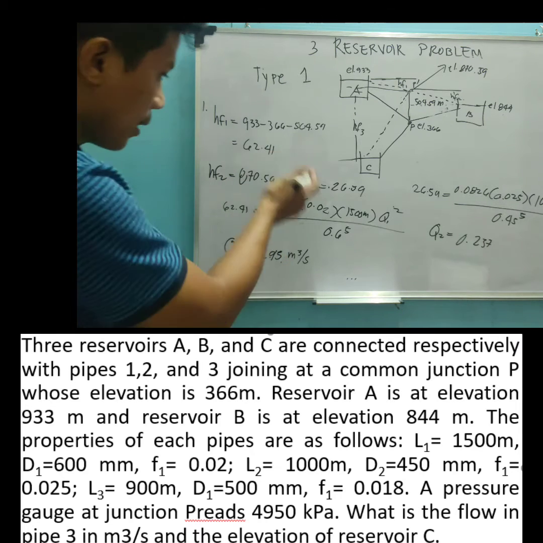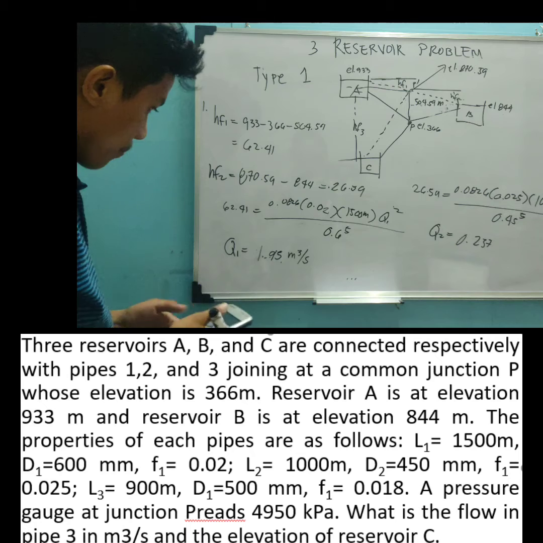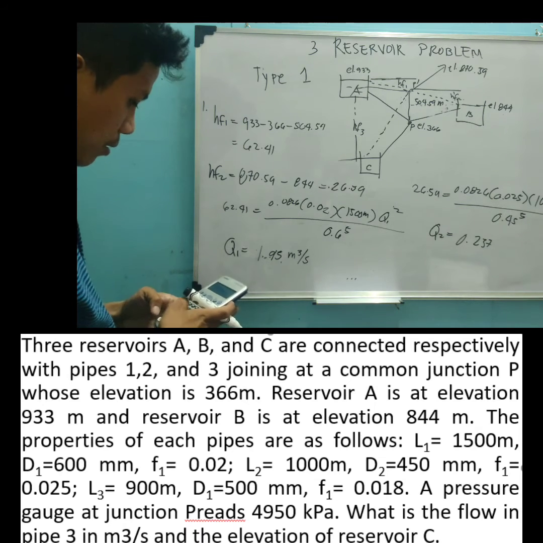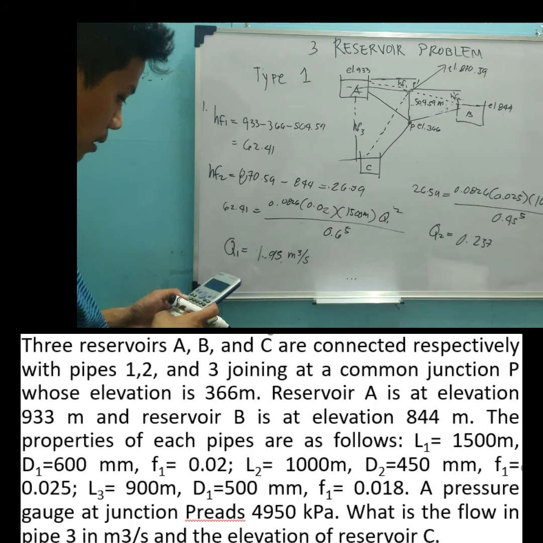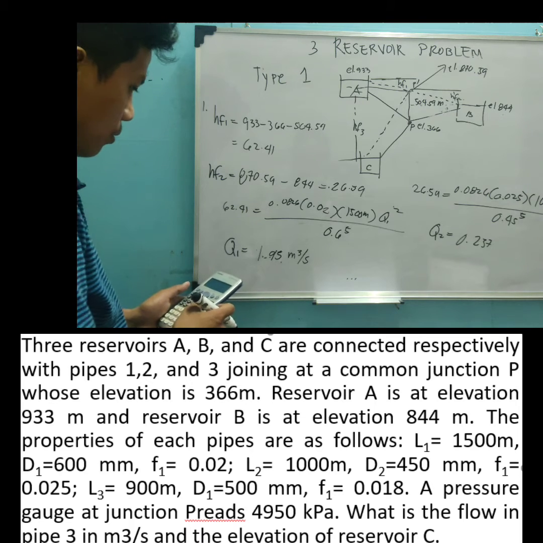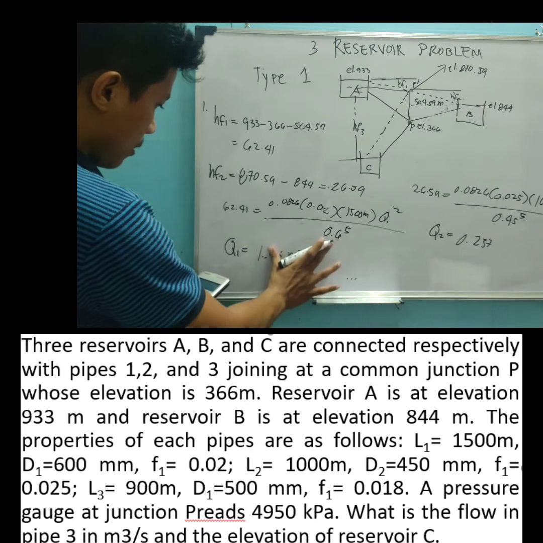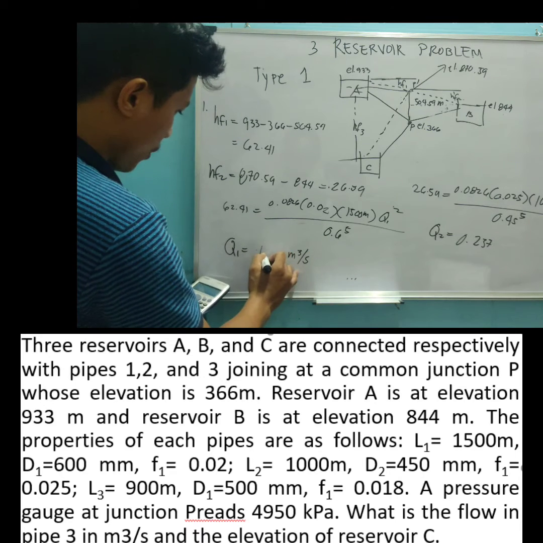So, ulitin ko lang ba? Parang hindi ko na na-square ito eh. 62.41 times 0.6 raised 5 over 0.0826 times 1,500. So, yeah, hindi ko nga siya na square root. So, the correct answer is 1.4.